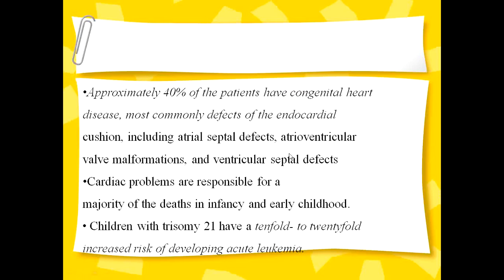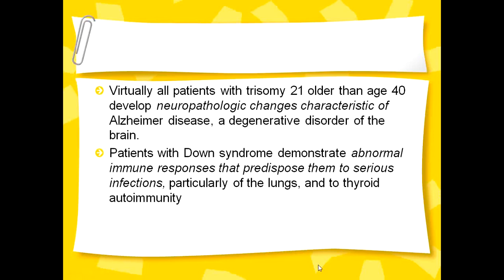40% of patients have congenital heart disease. The most common defect is endocardial cushion defect, including atrial septal defect and AV malformations, ventricular septal defects. Cardiac problems are responsible for majority of the death in infancy and early childhood. Children with trisomy 21 have 10-fold to 20-fold increased risk of developing acute leukemia. Virtually all patients with trisomy 21 older than age 40 develop neuropathic changes characteristic of Alzheimer's disease. Patients with Down syndrome also demonstrate abnormal immune responses that lead them to serious infection.